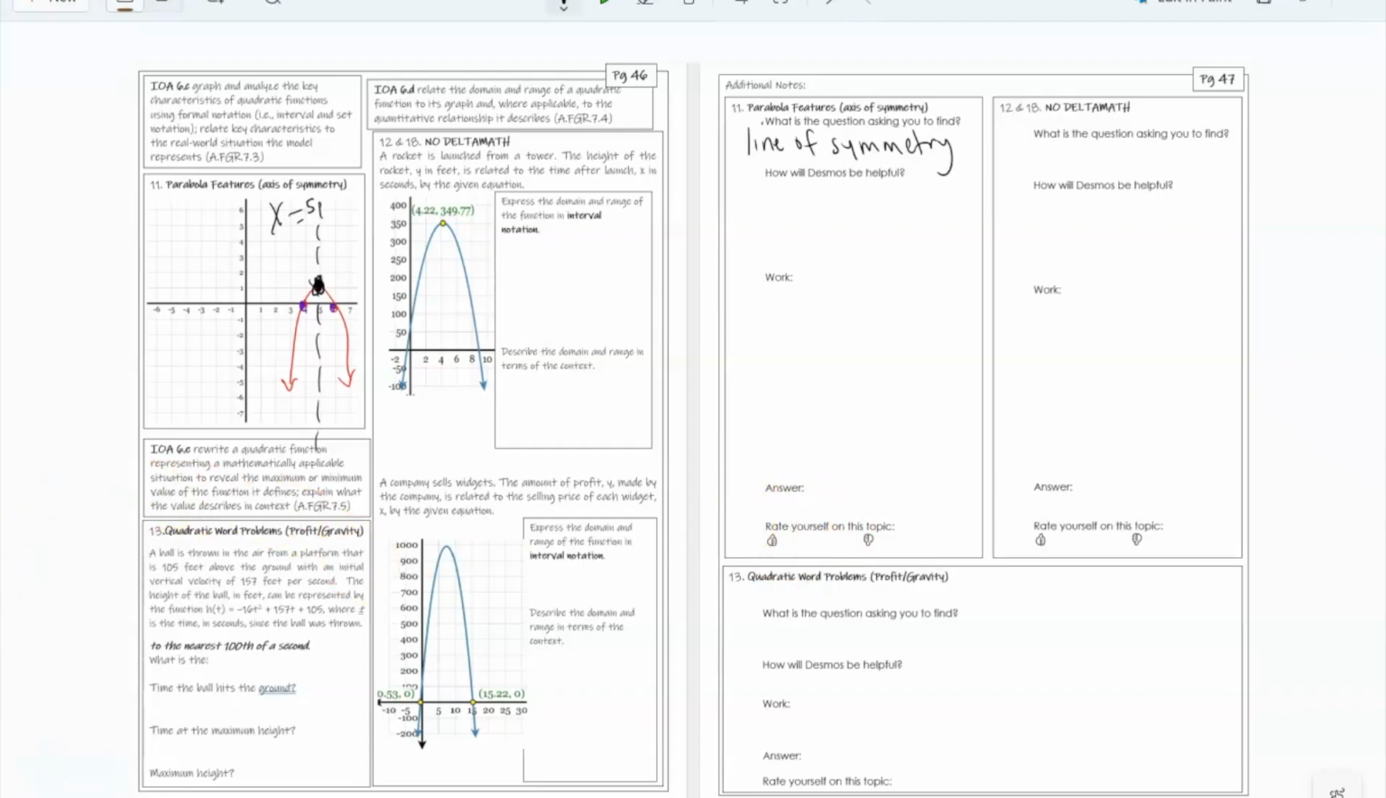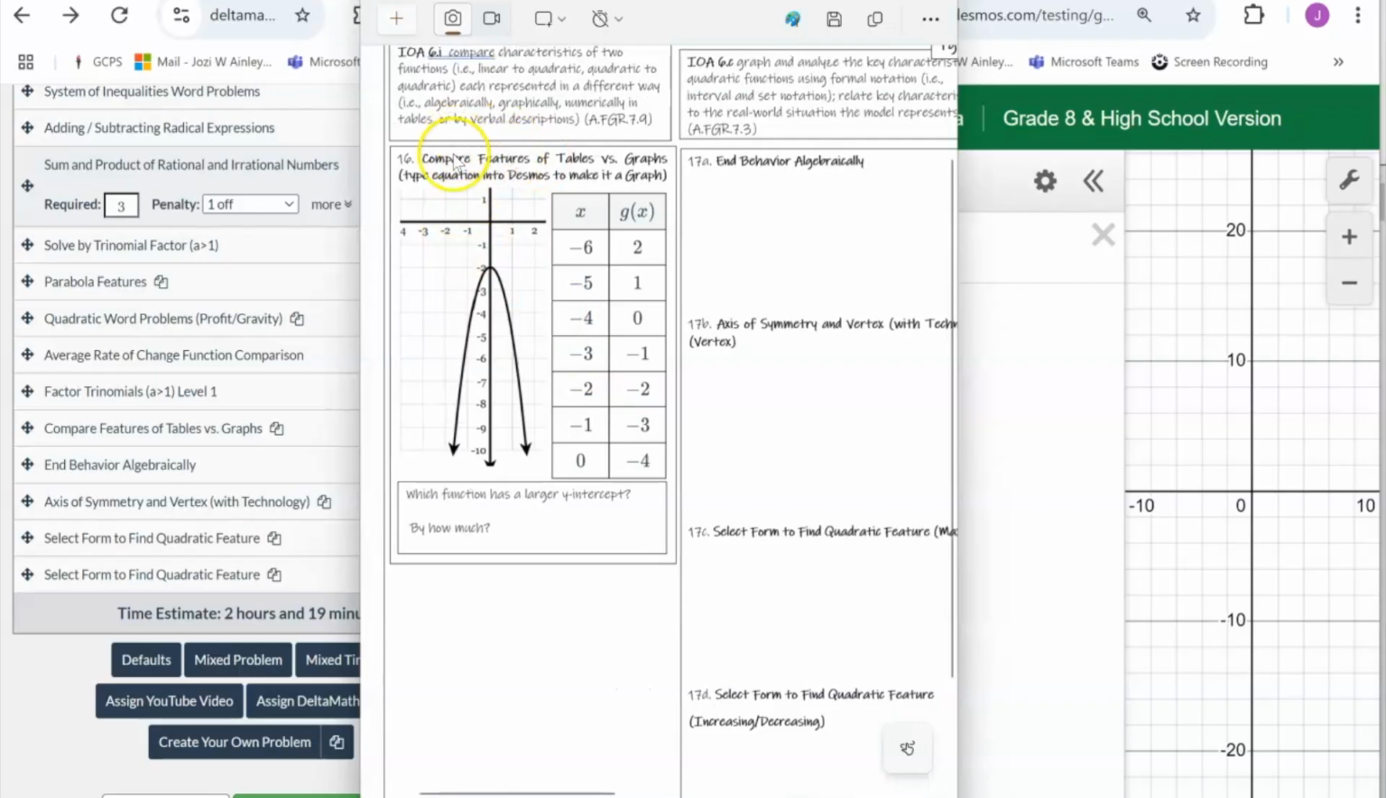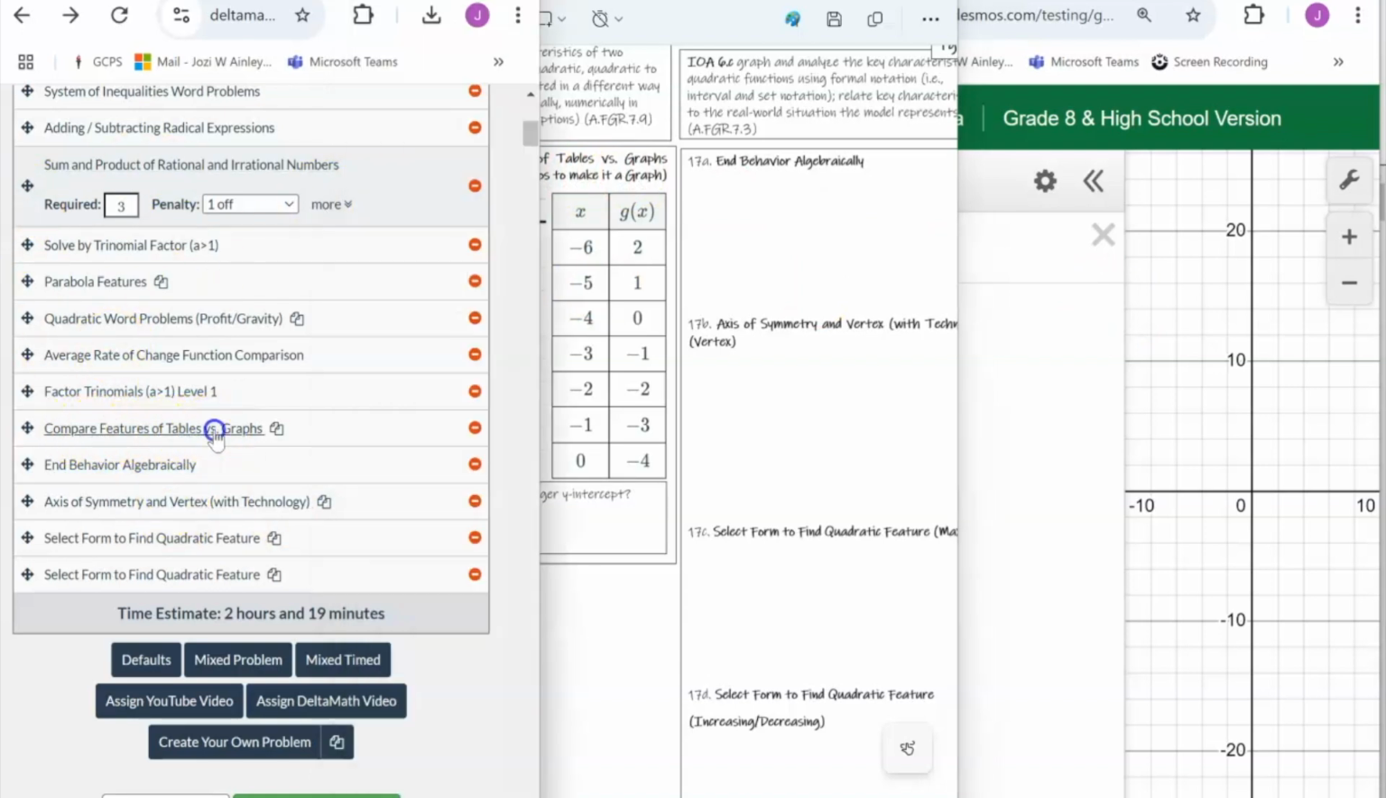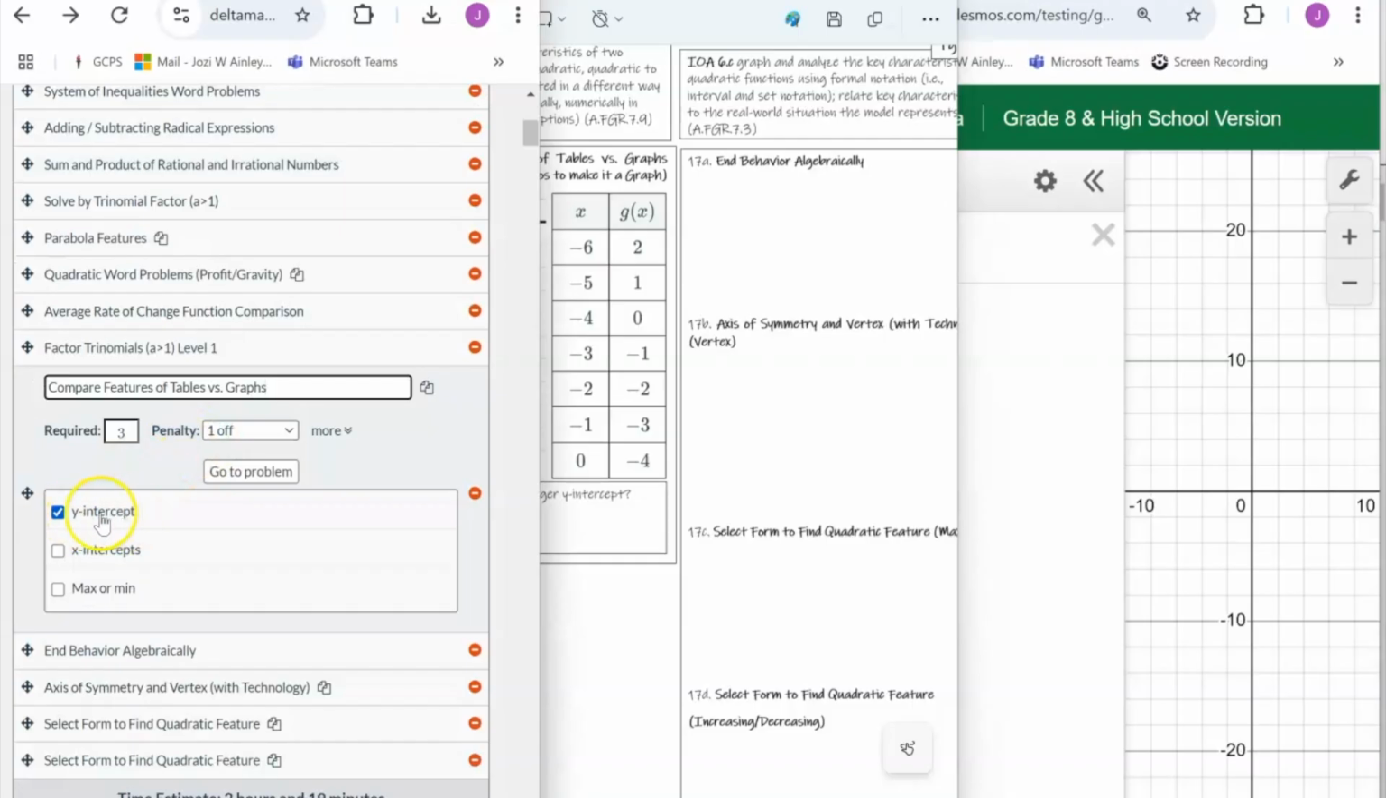Let's practice. I did forget to mention in the previous video, compare features of tables and graphs. Type the equation into Desmos to make it a graph is what I showed you. However, I didn't show you that that's in your DeltaMath practice where it says compare features of tables and graphs. So you can get y-intercepts, you can compare those, you can compare x-intercepts, you can compare maximum or minimums. It's just a matter of typing it in and comparing.